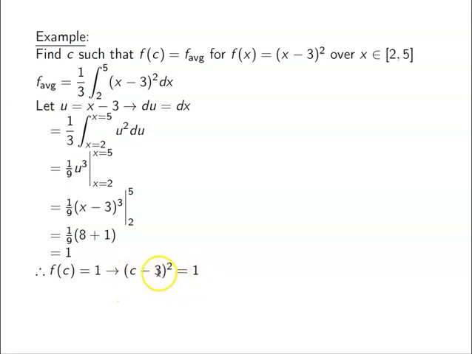Just go ahead and solve for that. To break this down, we will first take the square root of both sides. So c minus 3 is plus or minus 1. I will add 3 to that, and I get two different values, 2 and 4. So there are two values where this happens. It happens on the edge of my interval, and it happens somewhere in the middle as well.